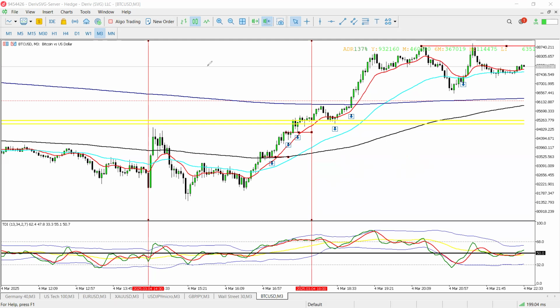So again, if you don't know much about the candlesticks, I'll try to drop one video here and maybe one video here to talk about these candles in greater depth so that you know exactly what to look for.